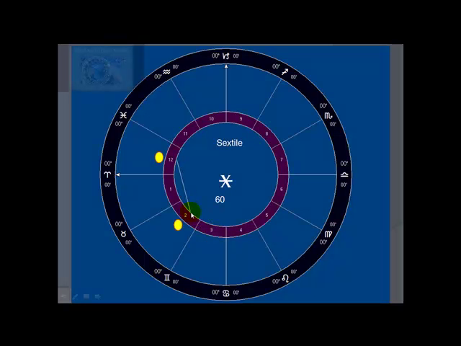And the 60 is a sextile, so that's 2 houses apart. Then we have the semi-square, which is 2.5 houses apart. The semi-sextile, which is 30, that's 1 house apart. And then we go back to the conjunction.